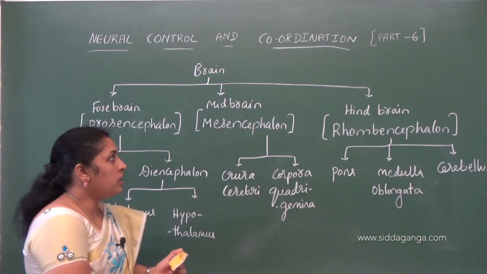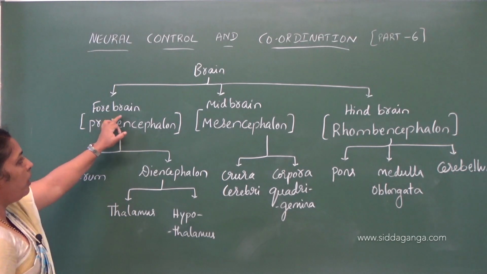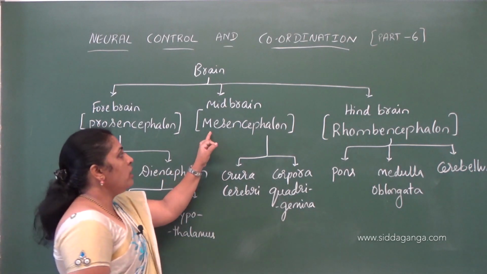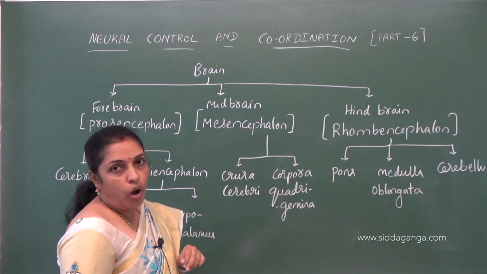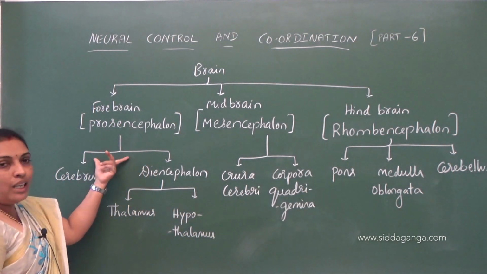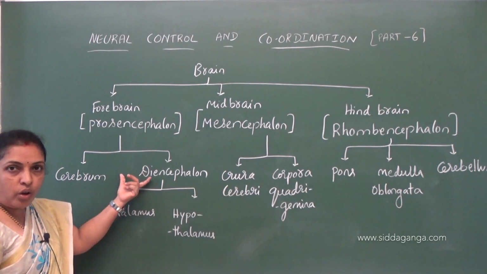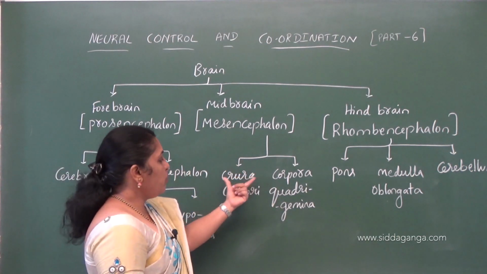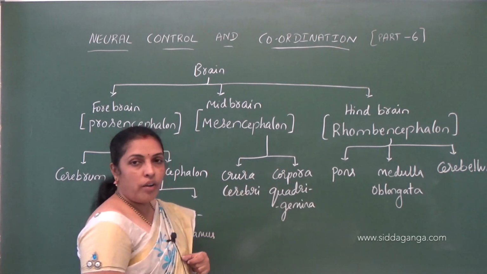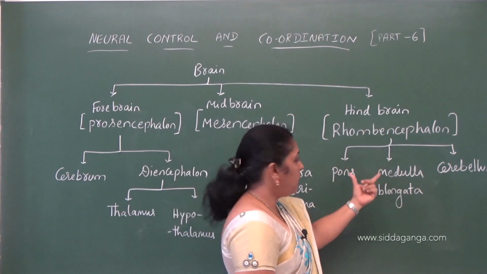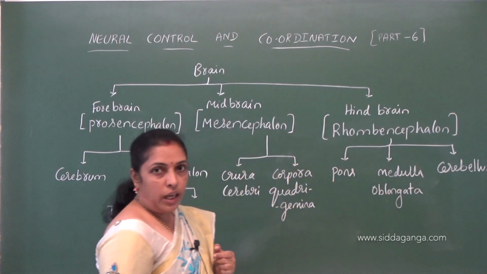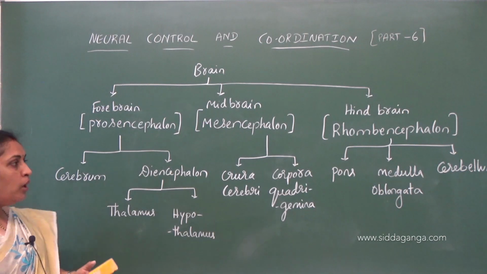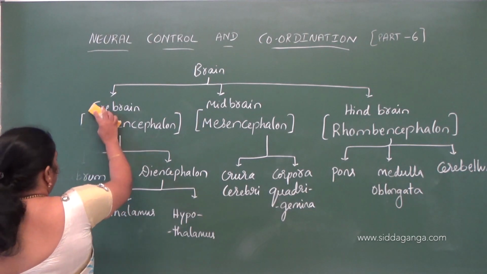So the brain is divided into three parts: forebrain, midbrain and hindbrain. Forebrain is also called prosencephalon, midbrain is called mesencephalon, hindbrain is called rhombencephalon. Forebrain is divided into cerebrum and diencephalon. Diencephalon has two parts, thalamus and hypothalamus. Midbrain is divided into crura cerebri and corpora quadrigemina. Hindbrain is divided into pons, medulla oblongata and cerebellum. Next, we will study these different parts of the brain in detail. Before that, we will go through the structure of the brain.